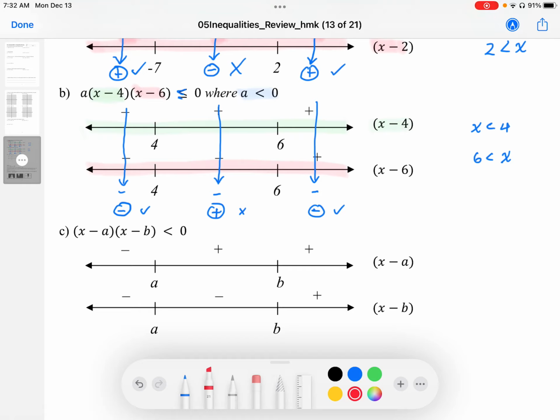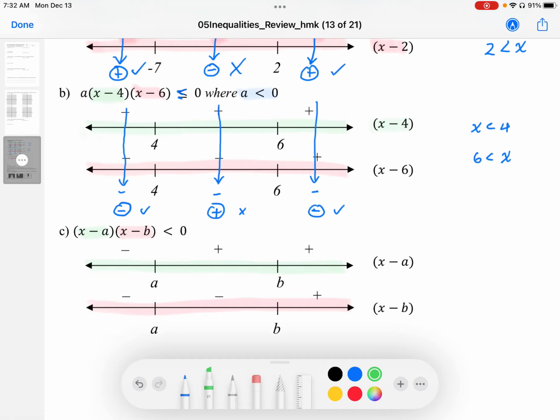So again, this last one here, we have x minus b. So there's our number line. To the right of b, we know it's positive. To the left of b, it's negative. We have, for the x minus a, okay, we know that to the right of a, it's positive. To the left of a, it's negative.